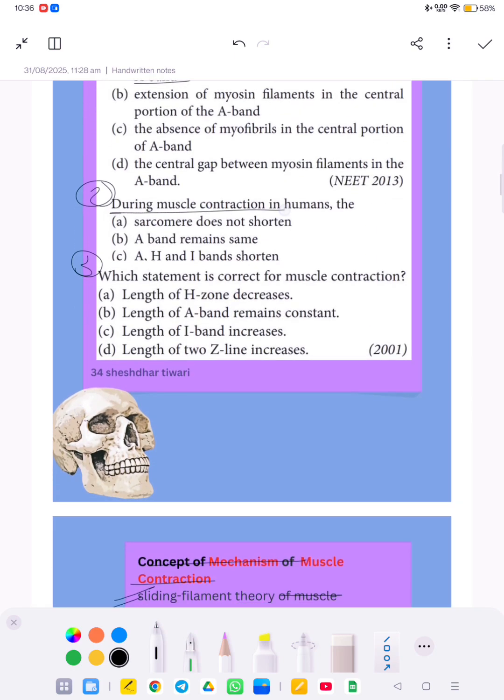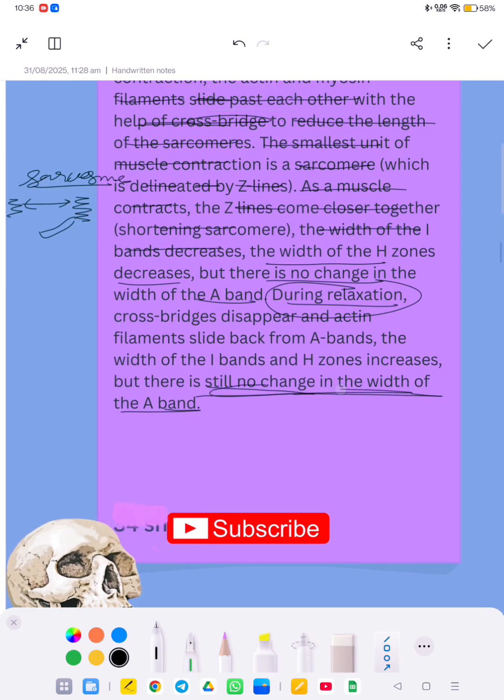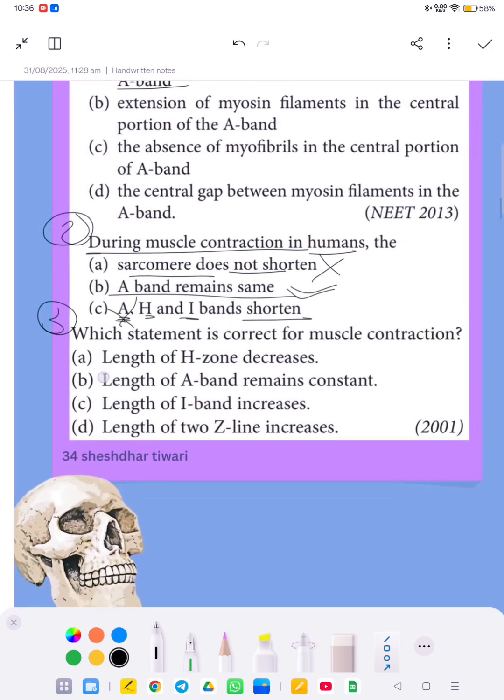During muscle contraction in humans, the sarcomere does not shorten. Yes, it is wrong. The A band remains the same. Yes, it is correct. A, H, and I bands shorten. See, the A band shortens? Yes, it is completely false, since there is no shortening. We saw this statement twice, that there is no change in the A band, here and here, in both places. Okay, friends. Now we'll see the third question.